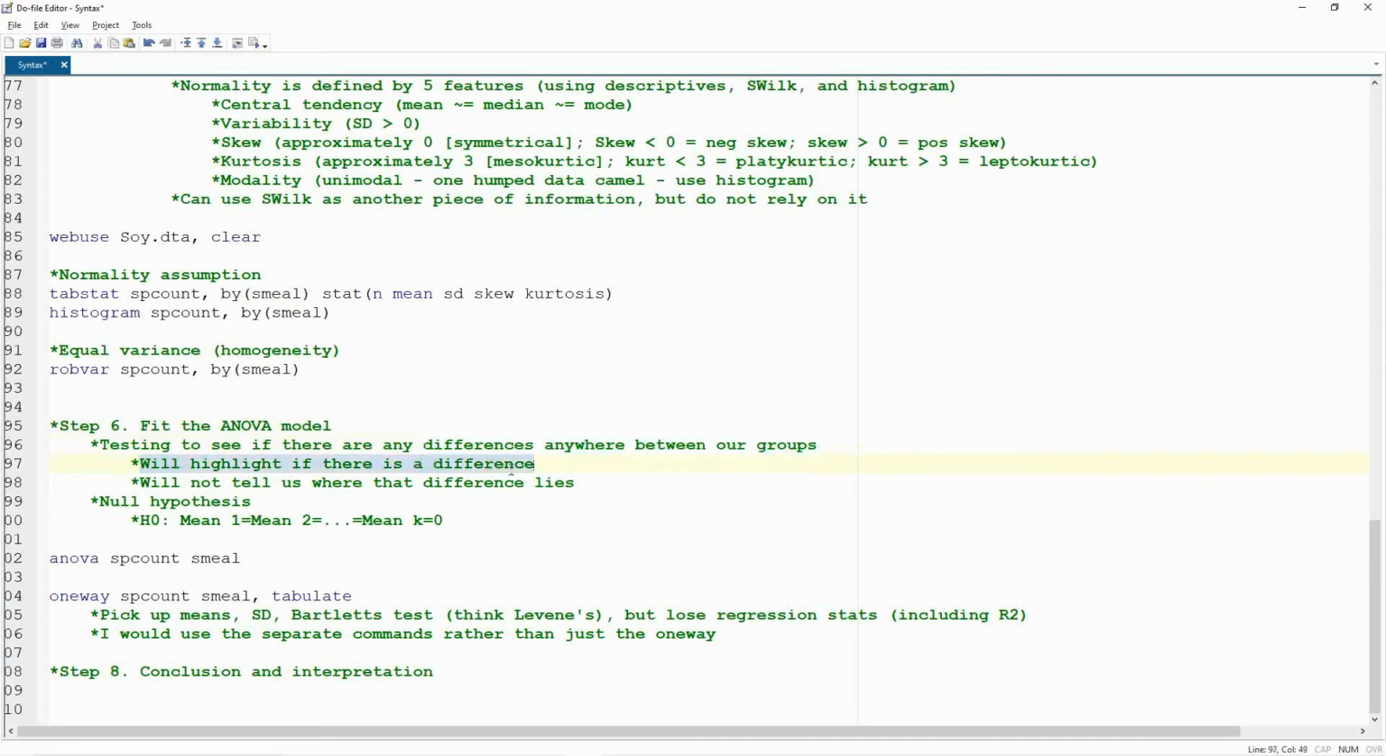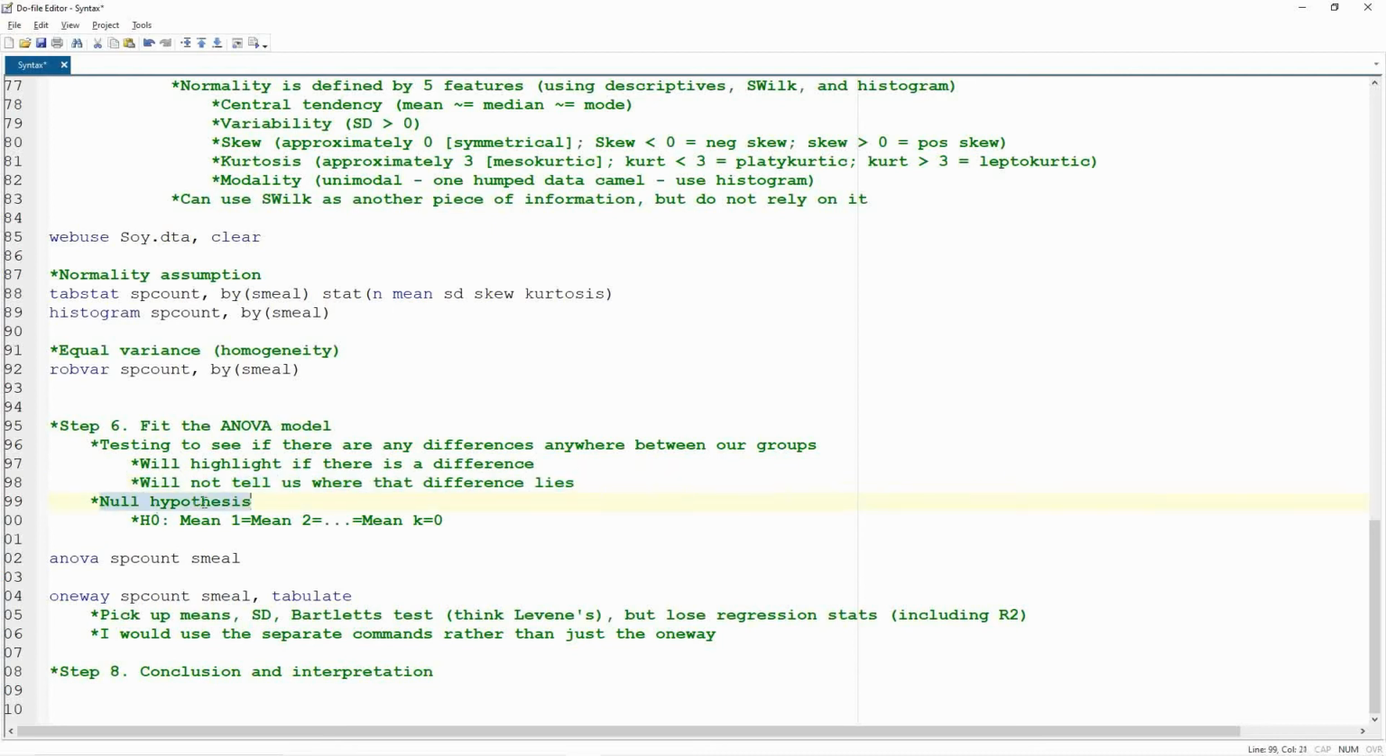This one p-value will highlight if there is a difference anywhere between our groups. The catch? It doesn't tell us where that difference lies. It effectively says, yeah, something's happening somewhere, but you have to go work and figure it out. We're not going to talk about how you figure that out today. That's next week, and I don't want to have any spoilers. So let's just look at the Anova today, get ourselves familiar with it, and then we'll look at what we do afterwards next week.